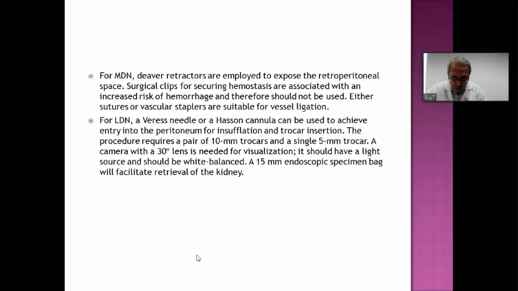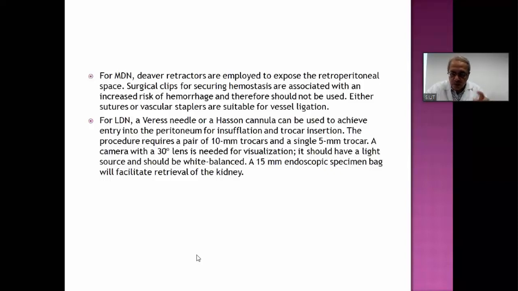So for the time being, if you don't understand any of these things, just understand that there are maybe 3 different ways of doing donor nephrectomy, and it can easily be done. And this is, mind you, a living donor nephrectomy. A cadaveric donor nephrectomy is a different nephrectomy. We can talk about it later also.